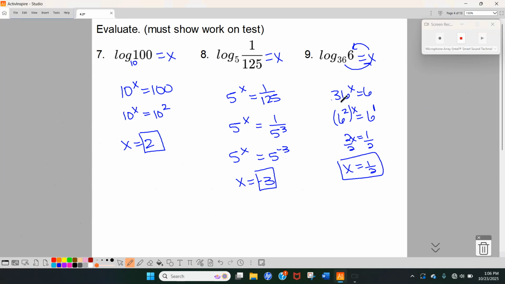Now again, I know once you wrote it like this, you're thinking, oh, I can just square root 36. And if you remember square root is an exponent of 1/2, you could jump to the correct answer, but you must show work on a test and they're expecting to see a process like what I just showed you.